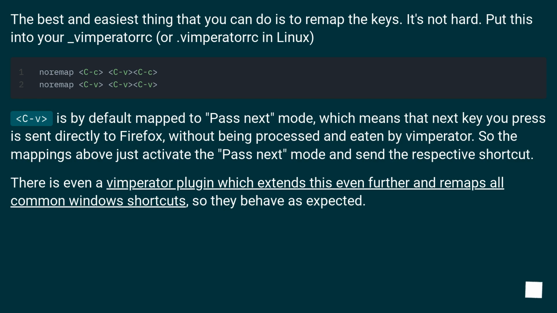So the mappings above just activate the pass next mode and send the respective shortcut. There is even a Vimperator plugin which extends this even further and remaps all common Windows shortcuts, so they behave as expected.